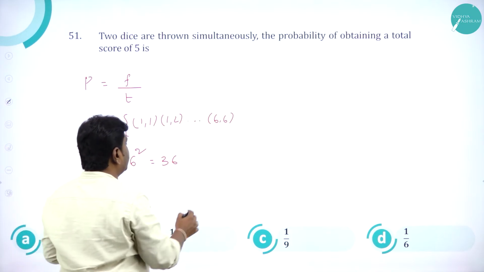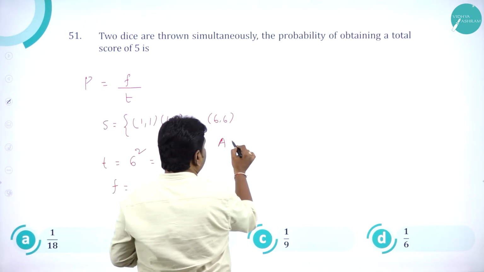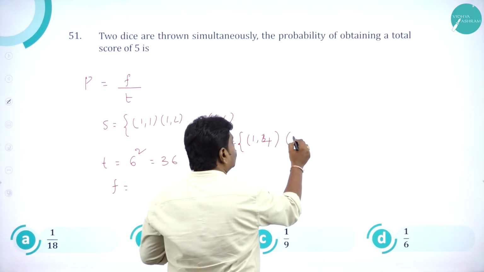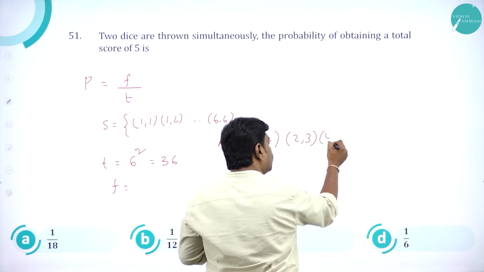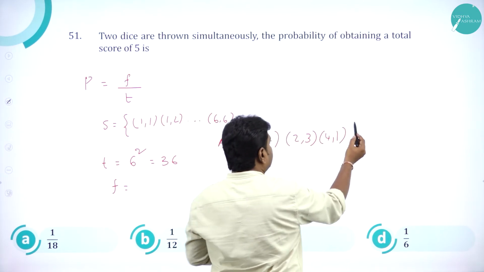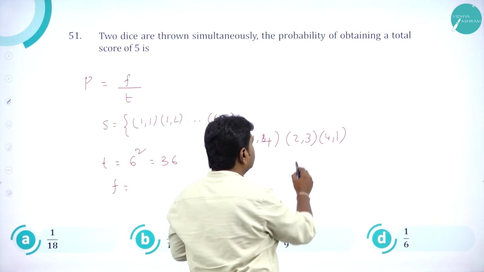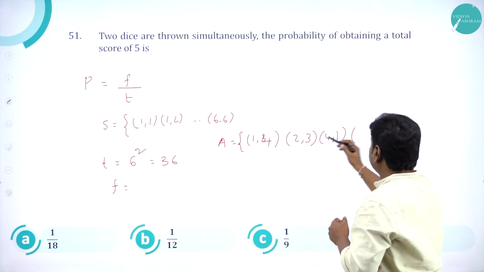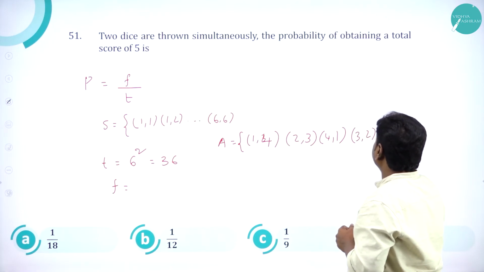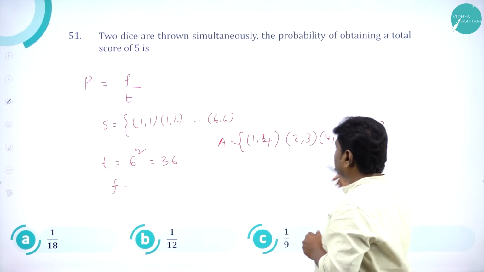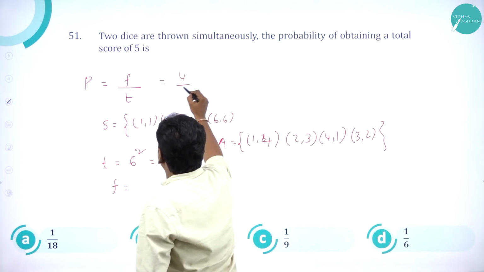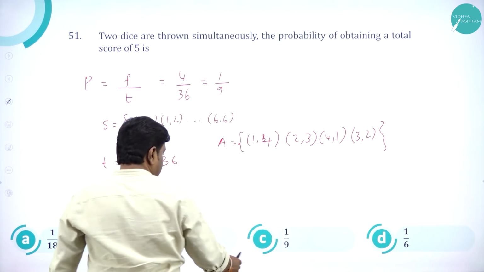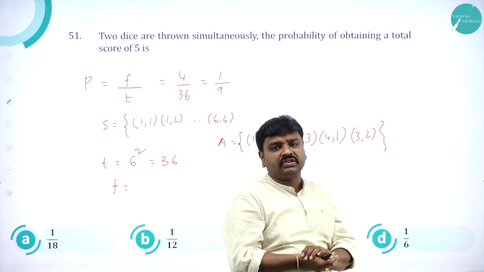Favorable sum should be 5. Sum should be 5 means I have to pick the favorable set. 1 with 4 I can take, 2 and 3 I can take, 4 and 1 I can take, with 5 I cannot take anything. So 1 4 gives you 5, 2 3 gives you 5, 4 1 gives you 5. Is there any other possibility? Sorry, reverse of it, 3 2 also is 5. So 1, 2, 3, 4 favorables are there. Favorable is 4, total is 36. So 1/9. Yes. This is also a simple and direct question from probability.